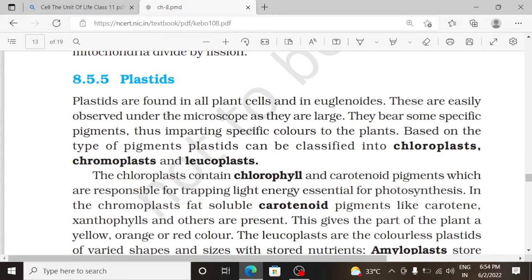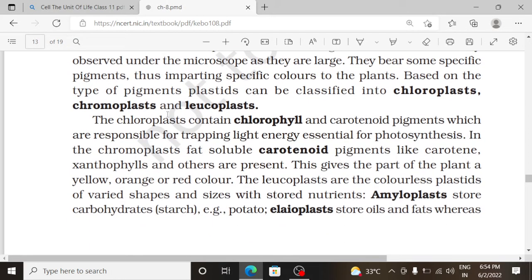Plastids. Plastids are found in all plant cells and in euglenoids. These are easily observed under microscope as they are large. They bear some specific pigments, thus imparting specific colors to the plants. Based on the type of pigments, plastids can be classified into chloroplast, chromoplast and leukoplast. The chloroplast contain chlorophyll and carotenoid pigments, which are responsible for trapping light energy essential for photosynthesis.